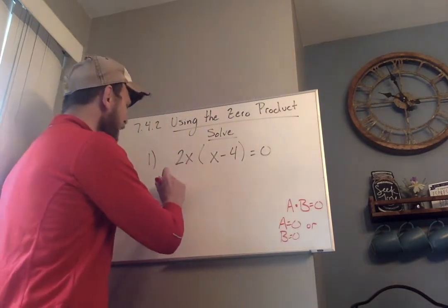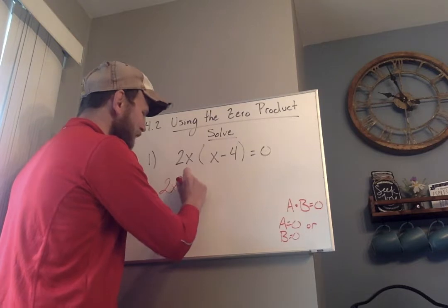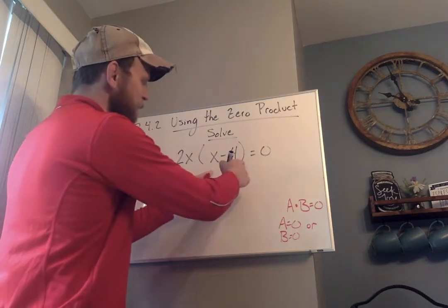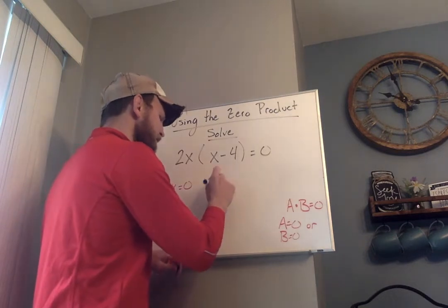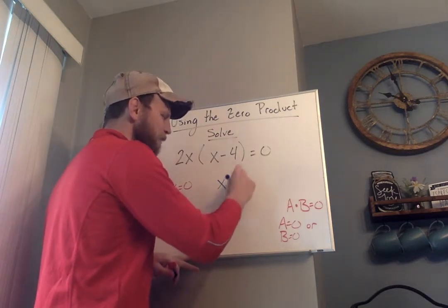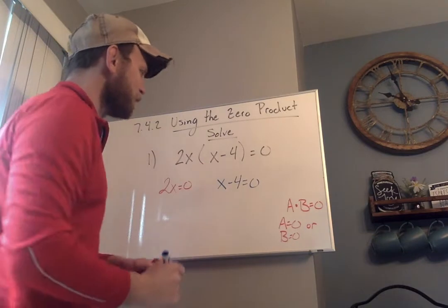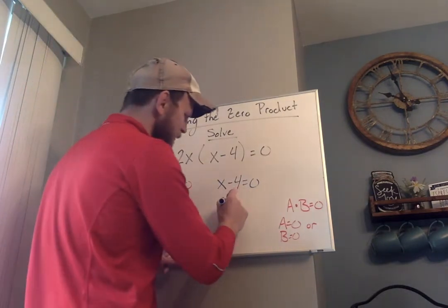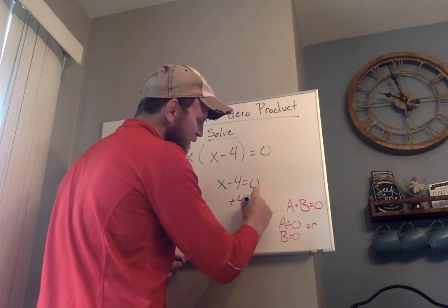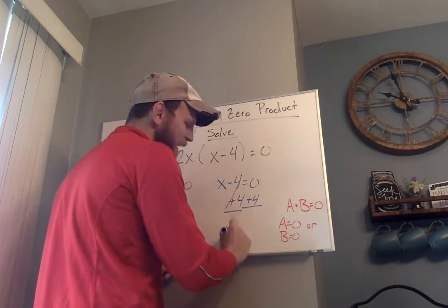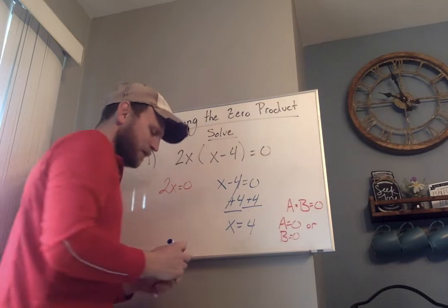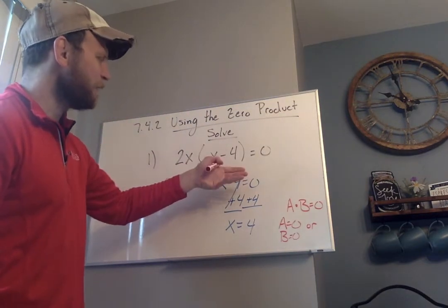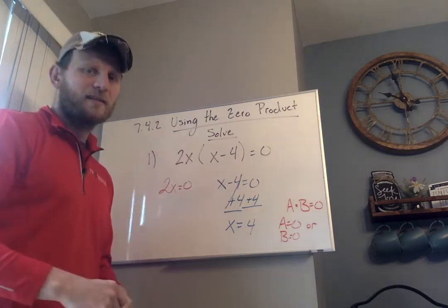This is like my A, so 2x equals 0. And this is like my B. This is x minus 4 equals 0. So I'm setting each piece equal to 0, and I'm going to solve now for x. I'm going to add 4 to both sides. It's a simple equation to solve, and you get x equals 4. Which makes sense because if I plug 4 into this, I have 4 minus 4, that's 0. So 0 times anything is 0.